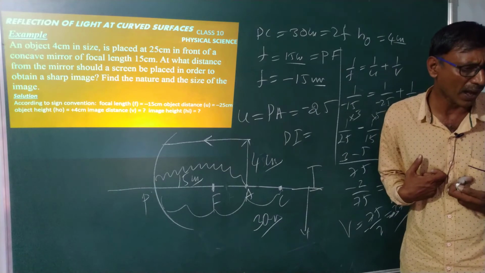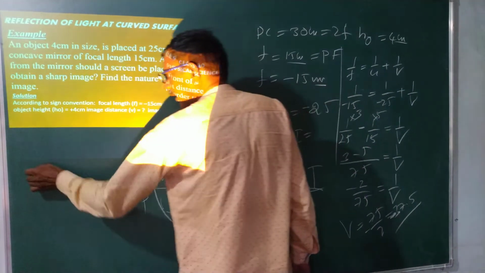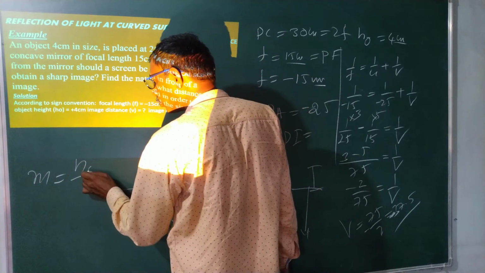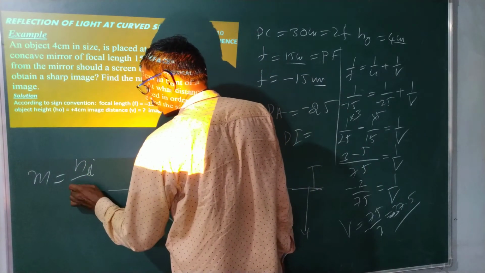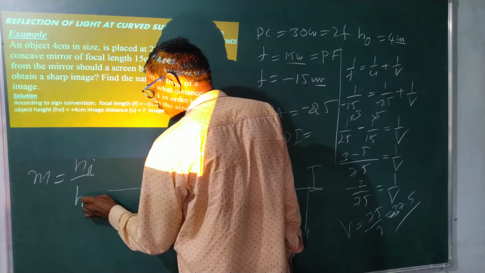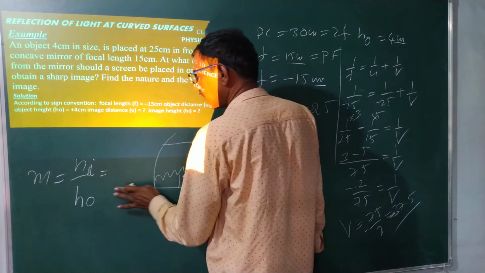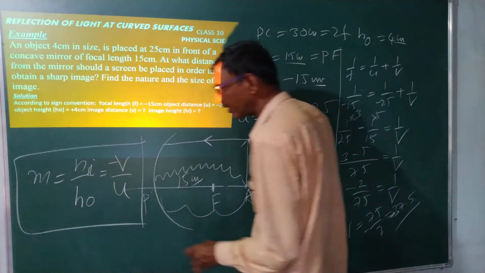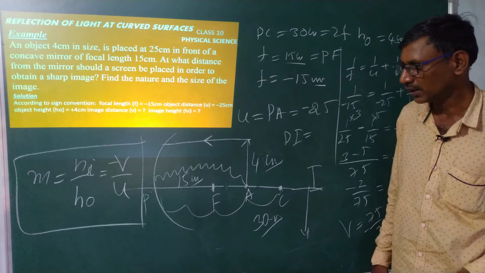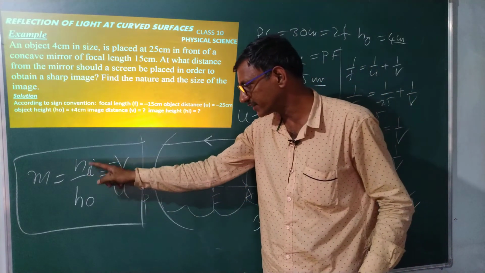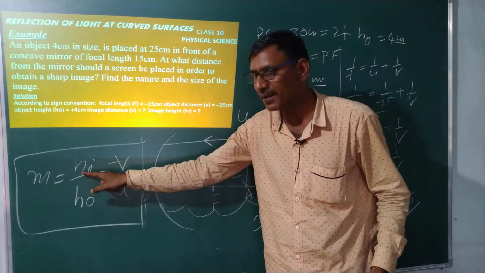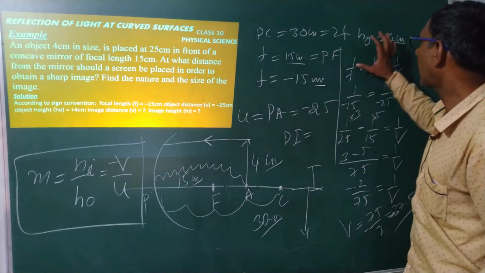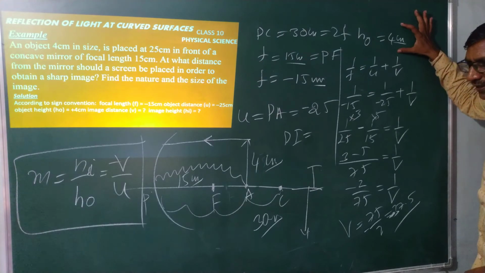I have a formula. m is equal to hi by ho is equal to minus v by u. Very good. Minus v by u. This is magnification, we already proved. Magnification is equal to hi by ho. hi means height of the image. ho means height of the object, that is given clearly.